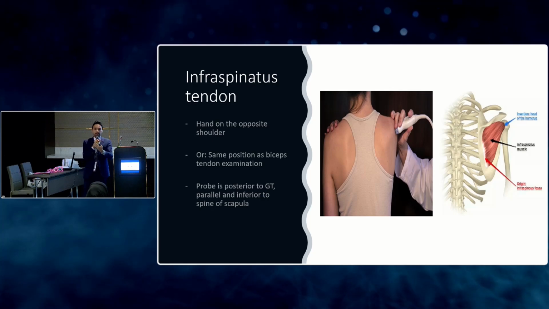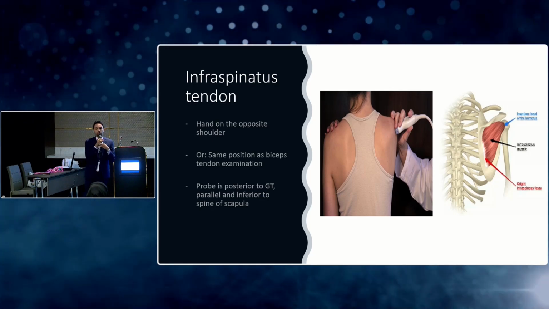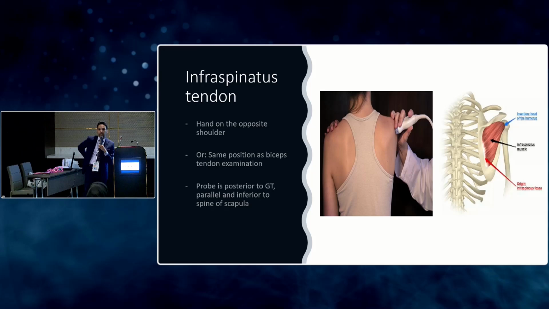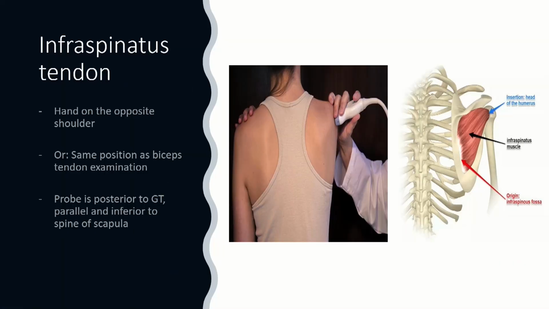Once we've done all of these, we go to the back. We ask the patient to do the modified cross position, and then put their hand on the other shoulder. Why? We need to scan the posterior part of the shoulder for the glenohumeral joint, as well as the infraspinatus tendon.